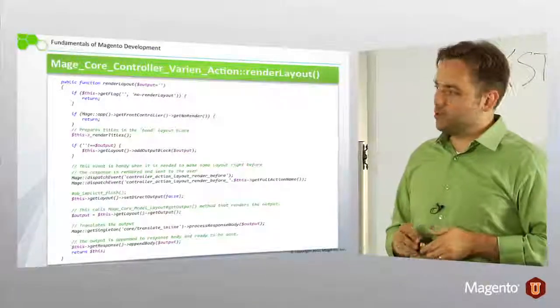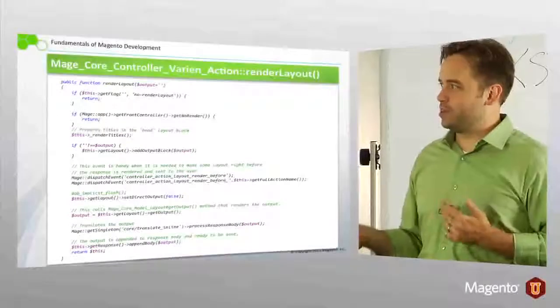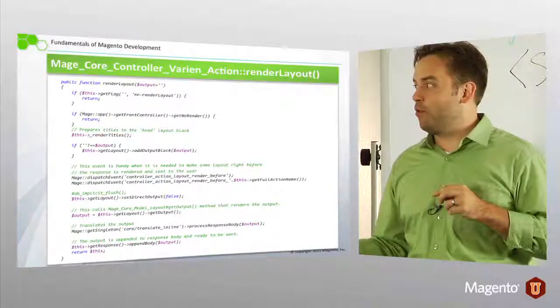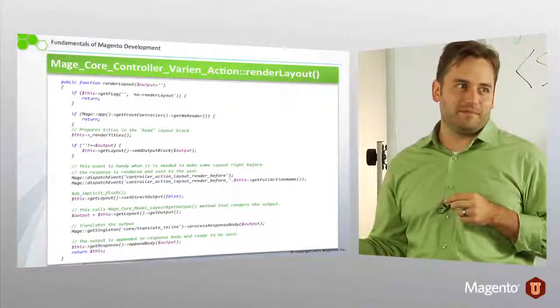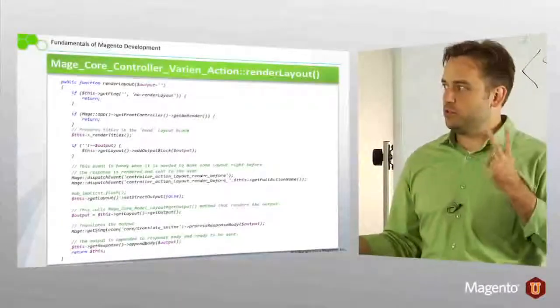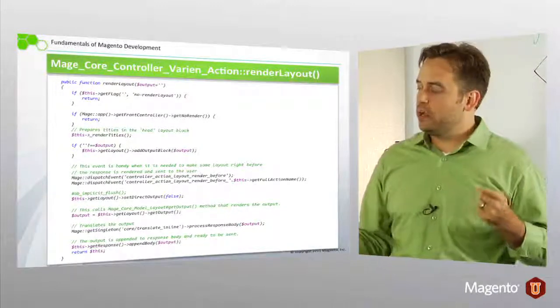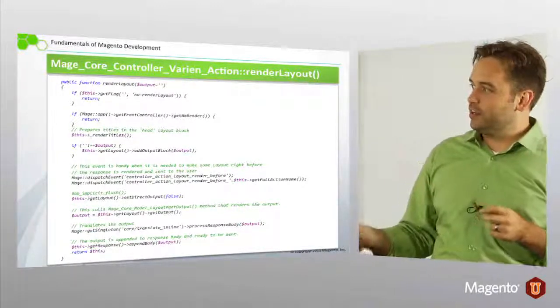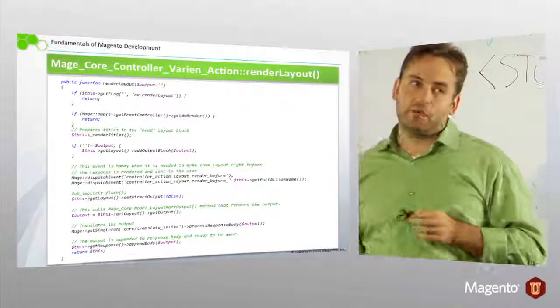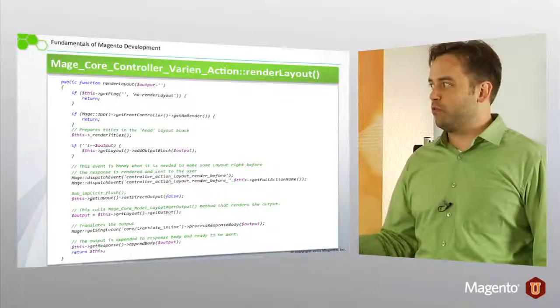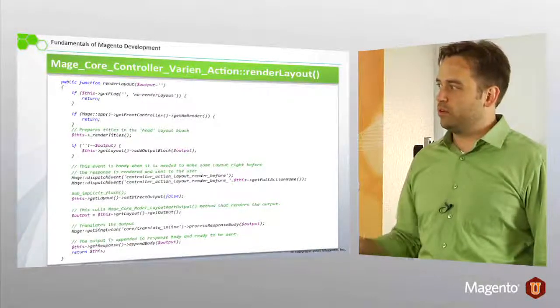All right. We also have, of course, some more events: controller_action_layout_render_before, and controller_action_layout_render_before with the full action name. So two events being dispatched, just a generic controller_action_layout_render_before, and then a less generic one. Say we're on the catalog product view. This would be controller_action_layout_render_before_catalog_product_view. All right.